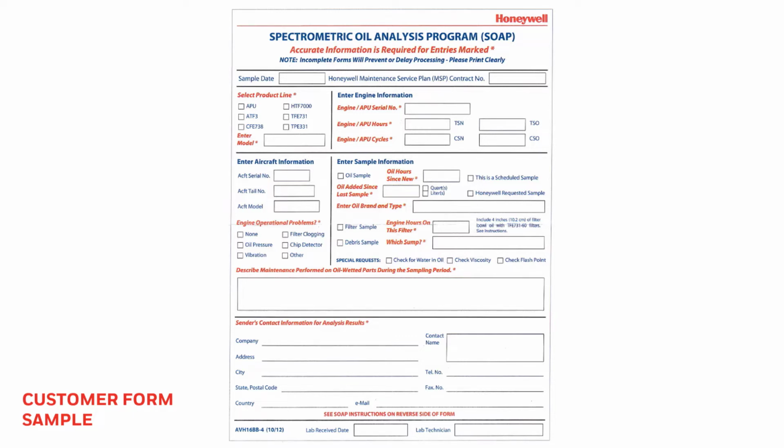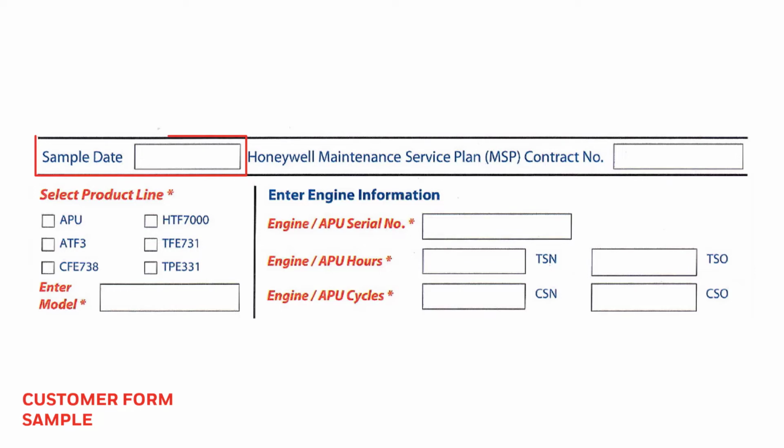the customer or operators. It is important that the customer fills in the sample drawn date. This will be useful to understand the current SOAP analysis with respect to previous samples. If the date is left blank, then we will not be able to know how old the sample is, 2 weeks or 2 months.